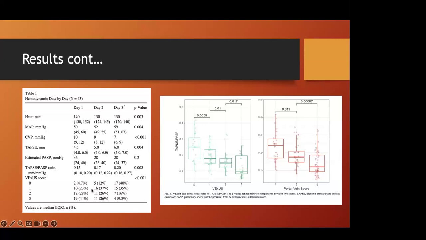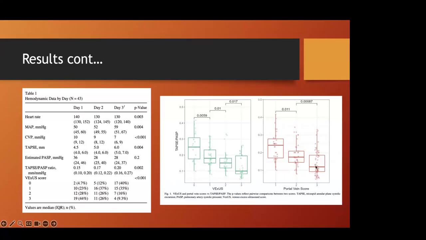And the VExUS score, if you see, the VExUS 2 and 3 were 28%. It was a high score on day 1 and started to get better on day 3. So you can see on this image here, the higher the VExUS score between 2 and 3, the lower was the TAPC, which was less than 0.31. So what we show is higher VExUS score is associated with RVPA uncoupling.